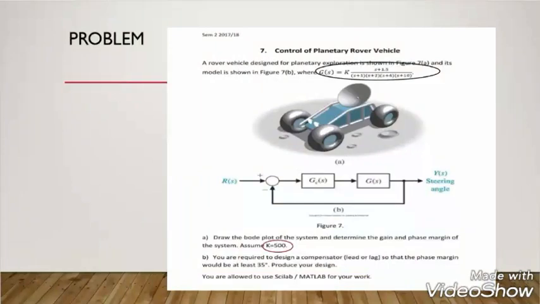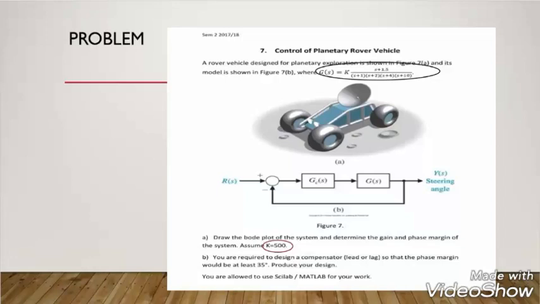So, for our mini project problems, we have to determine the stability of the rover vehicle design, and we have to use the Bode plot to determine the gain and phase margin of the system. So we need to use the G(s) and K value, which is 500, and use MATLAB to get our Bode diagram plot.